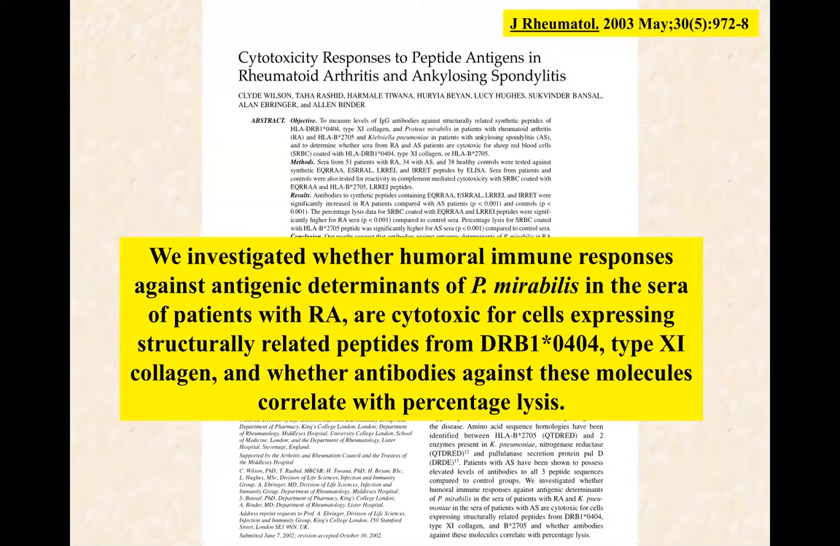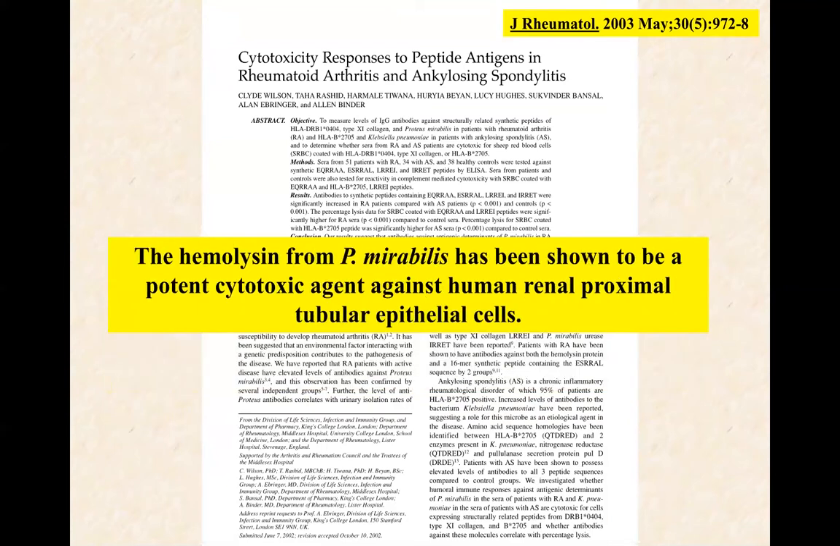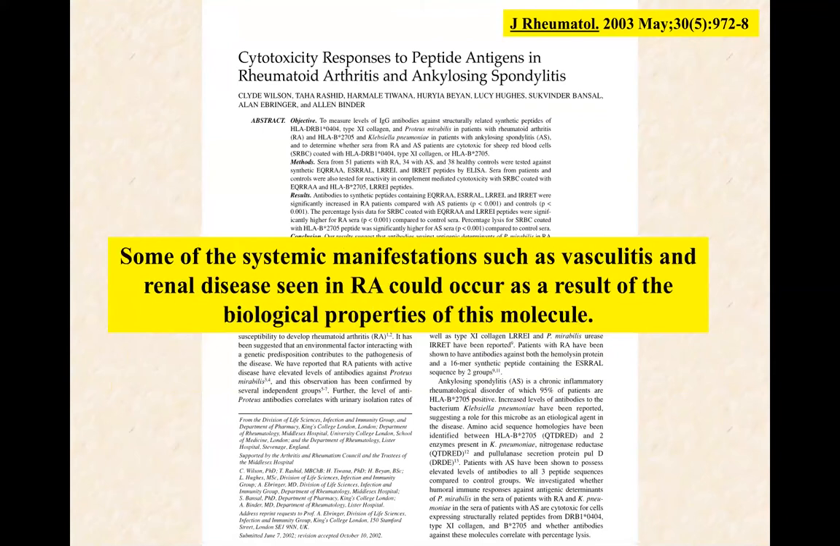And also they looked at, and this is Professor Ebringer again, looking at rheumatoid arthritis and Proteus mirabilis. And what did they find in that situation? That the enzymes in Proteus are both virulence factors contributing to the pathogenesis of the microorganism, and it's been shown to have a potent cytotoxic agent against human kidney cells, the tubular epithelial cells, and also against joint surfaces.